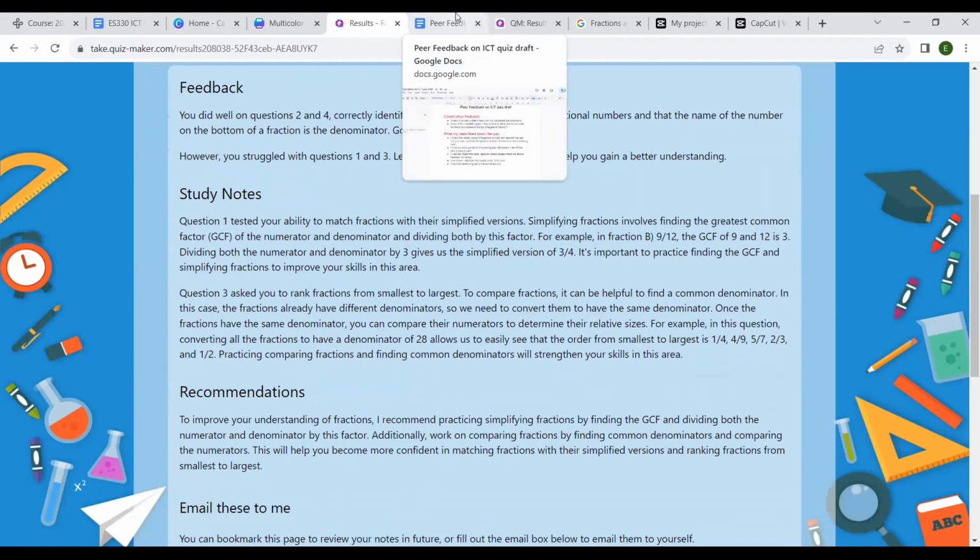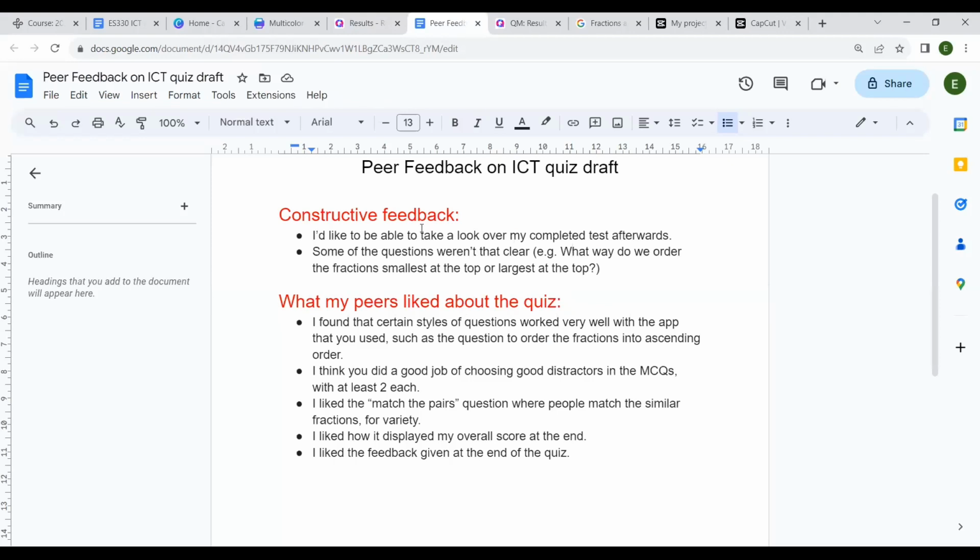Now I'm going to go to the peer feedback that I got on the drafts of my quiz. The constructive feedback I got was that I'd like to be able to take a look over my complete test afterwards, because when I sent the quiz, I just sent a link. However, if you have your own students and you get your students to create accounts on Quizmaker, they will be able to see their own results.